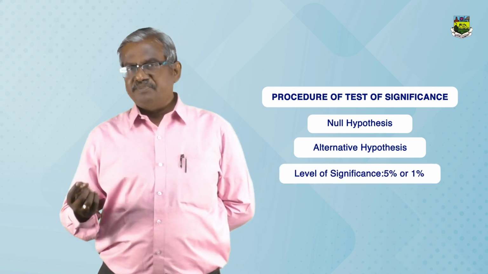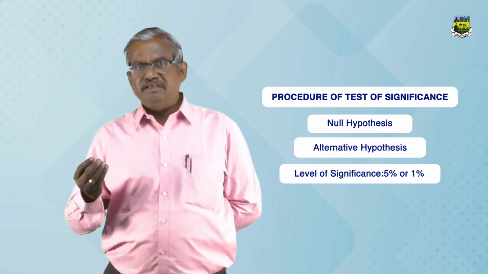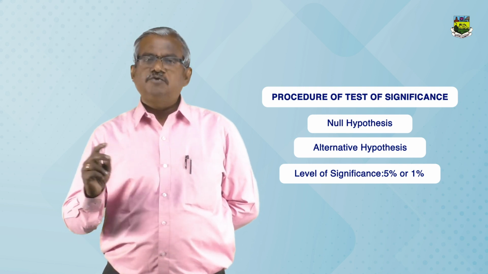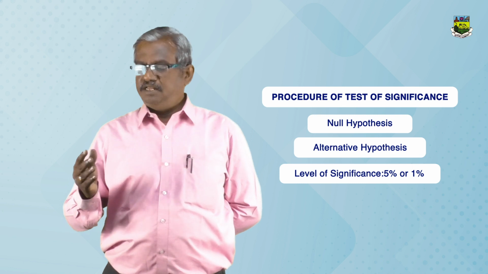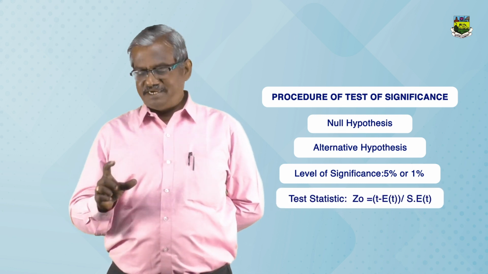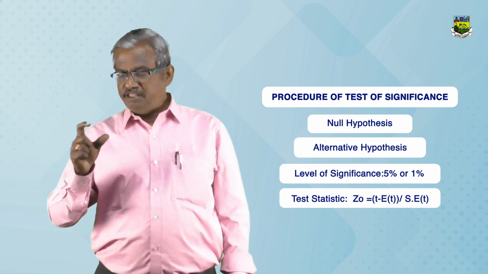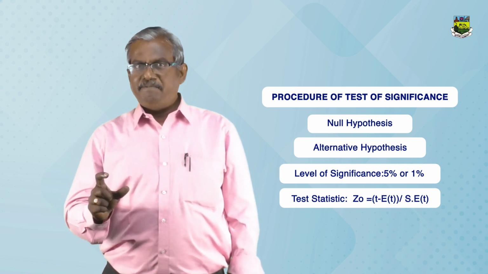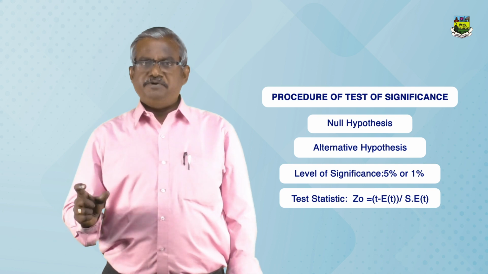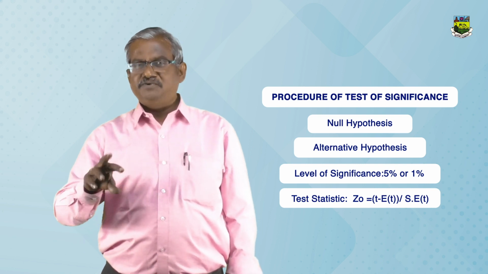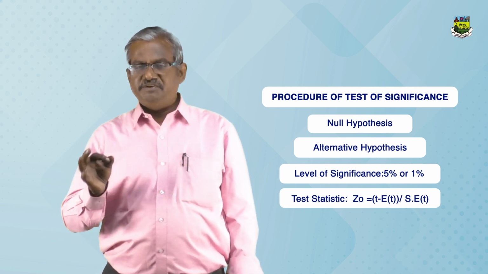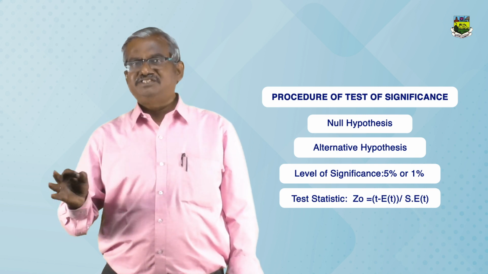Then the third one is the level of significance. We should define whether it is 5% or 1%. That also should be decided. And then the fourth one is the test statistic. Under test statistic we define the formula part. So we have to apply the proper formula for the proper test. We can't apply just any test, we should not do that. That is very important. So we have to apply the proper test statistic.